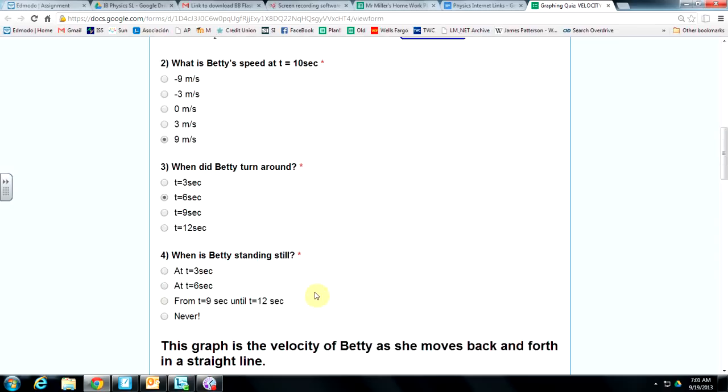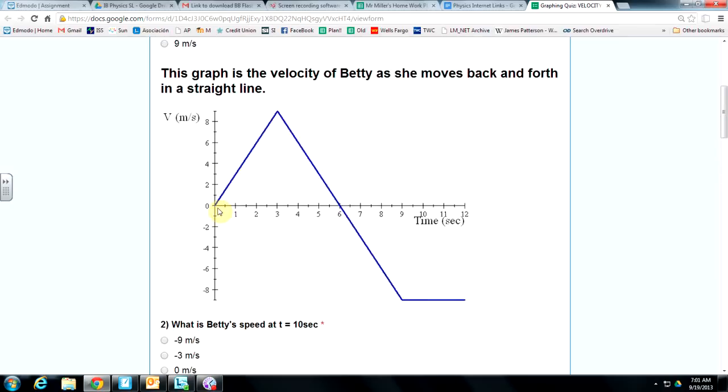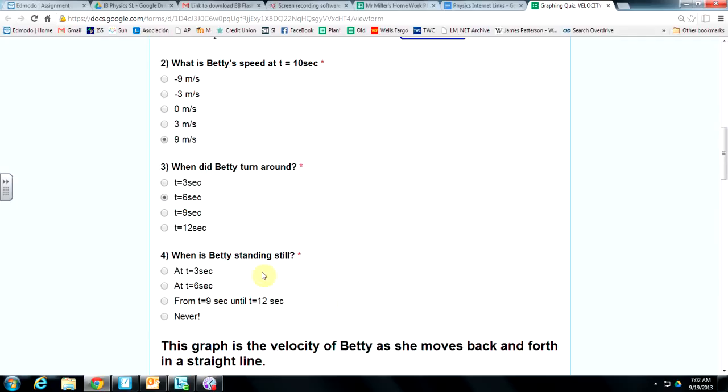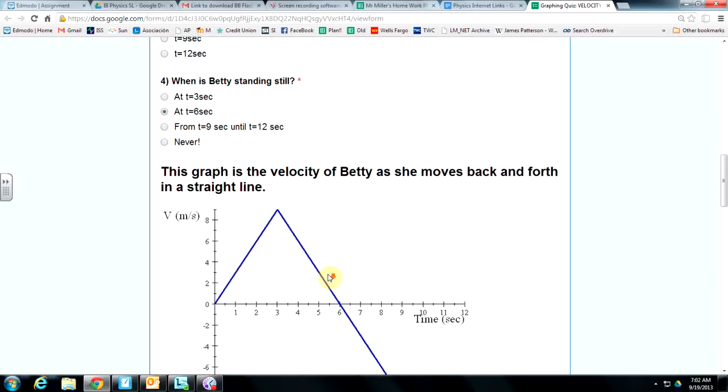When is Betty standing still? Well, not very often. Okay, she's technically standing still at the very beginning. Then she's moving faster, faster, faster, faster. Then she slows down, slows down, slows down, slows down. At 6, she's standing still just for a moment. Then she speeds up again, going in the negative direction, and then is going very fast for this whole time from 9 to 12 seconds, going negative 9 meters per second, which is very quick. So she's only standing still at 0 and at 6, and 0 is not on here, so we'll go for the 6-second answer.